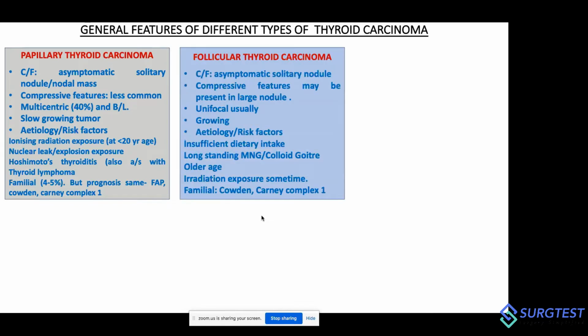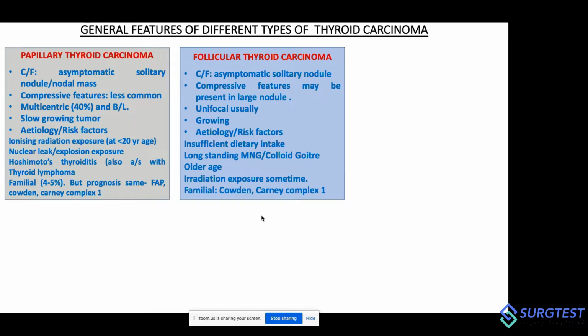Follicular thyroid carcinoma also presents as an asymptomatic solitary nodule only. Compressive features may be present in a large nodule because, as you will see in the risk factors, long-standing multinodular goiter and colloid goiter are also risk factors for the development of follicular thyroid cancer. So compressive features may occur in follicular thyroid cancer. It is usually unifocal. It is also relatively slow growing.